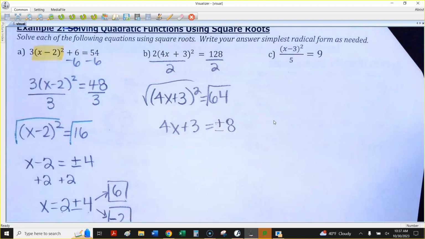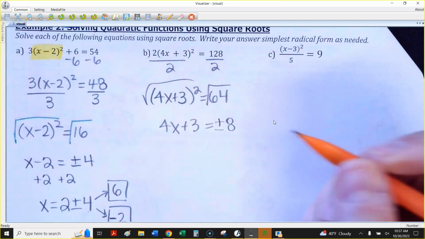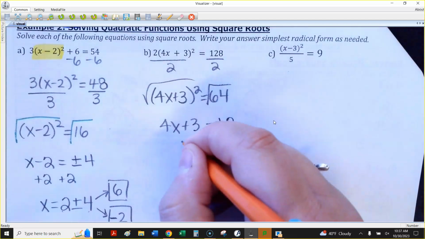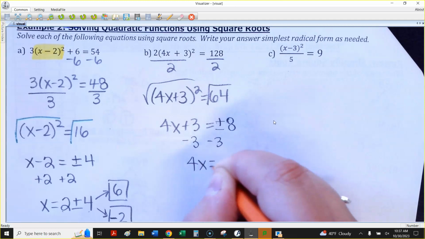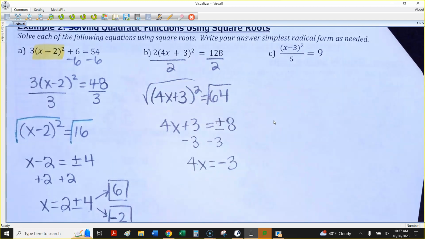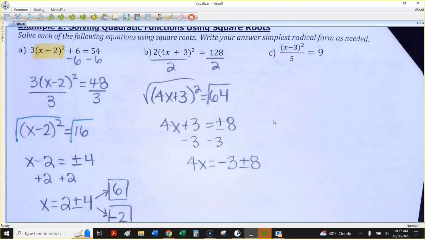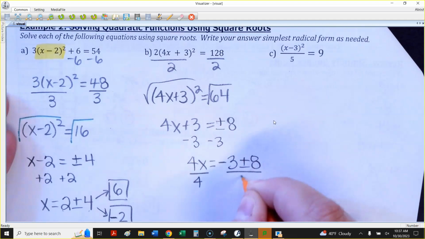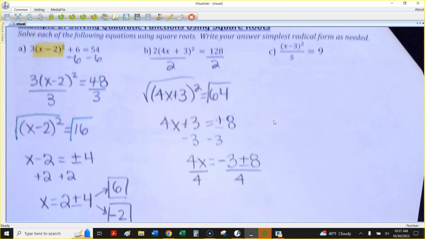All right, now, there's different ways you could do this, but I'm just going to walk you through what I would do. So I'm going to do kind of like I did on the last question. It's a little teensy bit more complicated because I've got a 4 in front of the x, but here's what I'm going to do. I'm going to subtract 3. And when I do that, I'm just going to write that directly after that equal sign and keep that plus minus symbol with that 8. All right, and then I got to get rid of the 4 in front of the x so I can get it by itself. So I'm just going to divide that whole thing by 4.